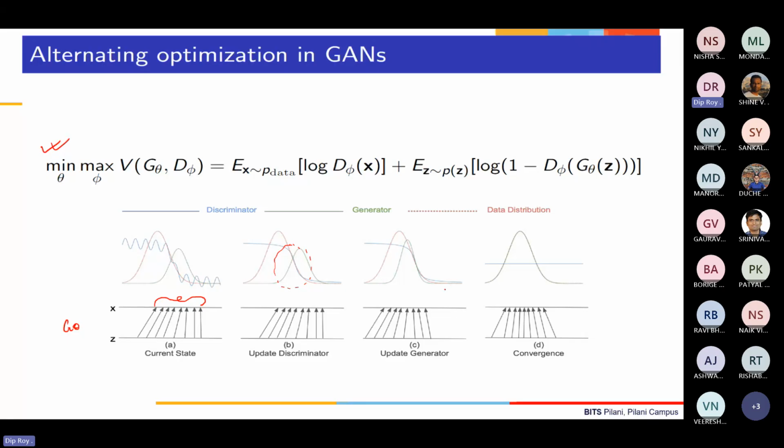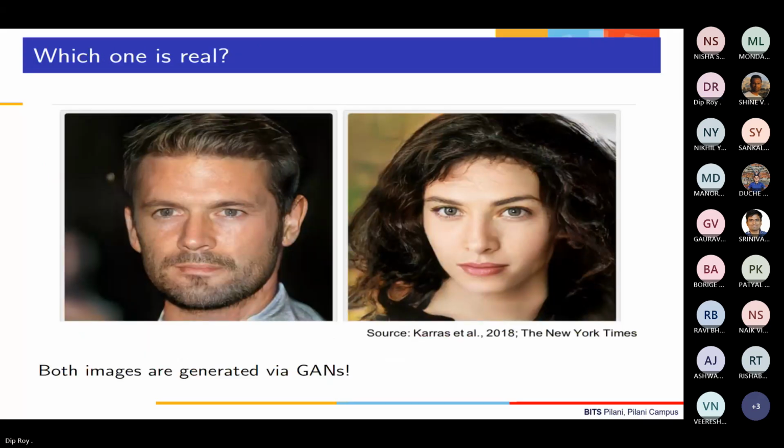Okay. And once you converge, theoretically, ideally, what would happen? Both the distributions should be the same, and your discriminator is going to output 0.5 probability for all the data points. All right, it is completely confused. So visually, this is what is going on. All right.